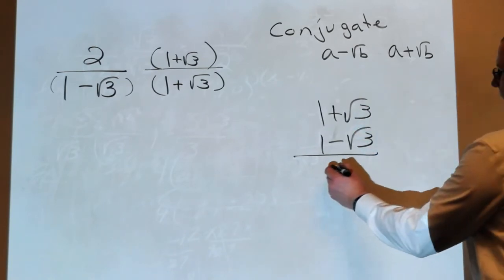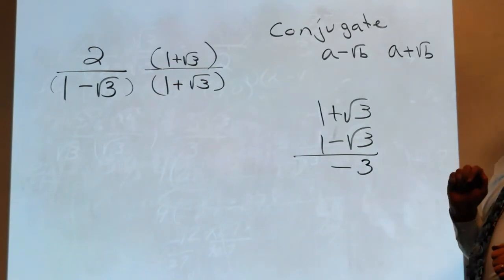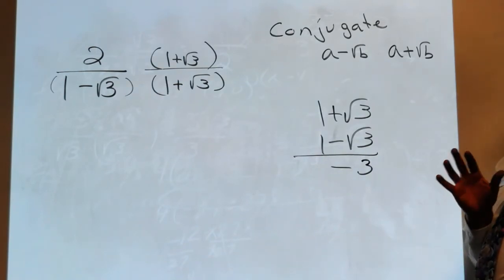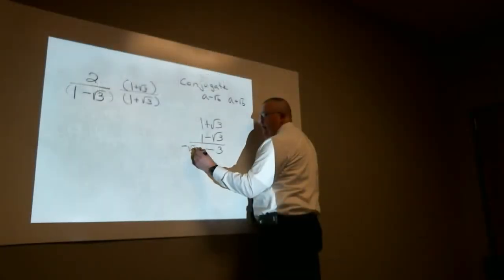Negative times a positive is negative. Negative radical 3 times positive radical 3 is negative radical 9, or it's just 3. Radical 9 is just 3. You with me? Then we have a negative times 1, which is a negative radical 3.